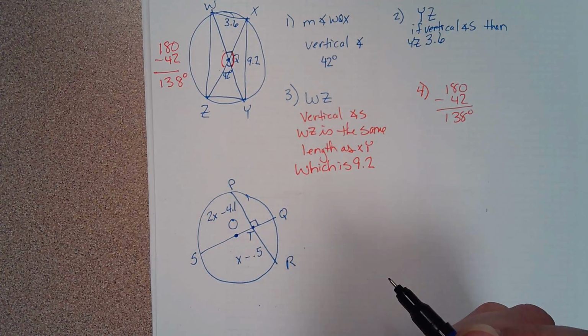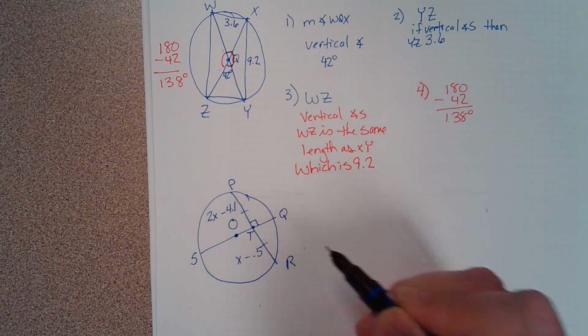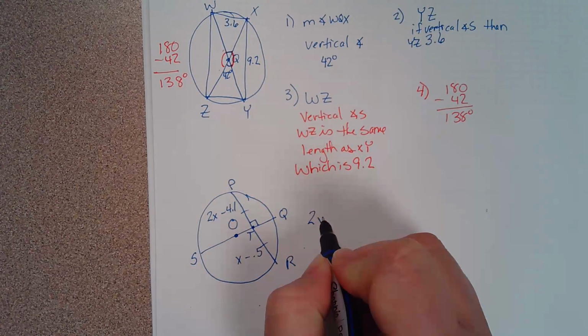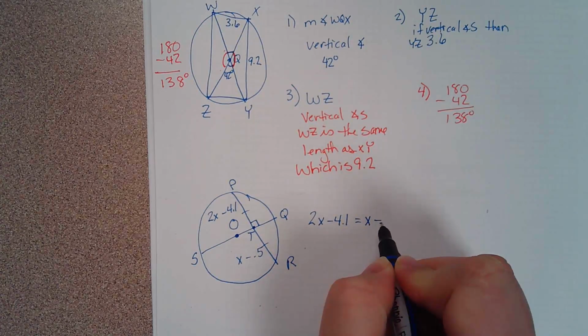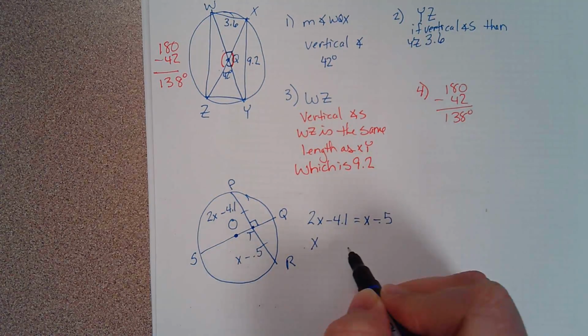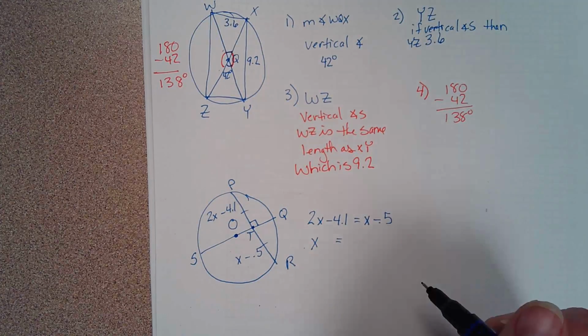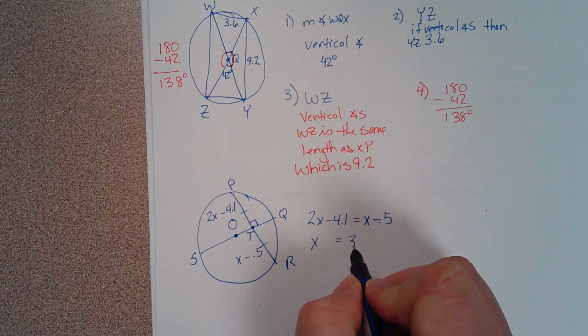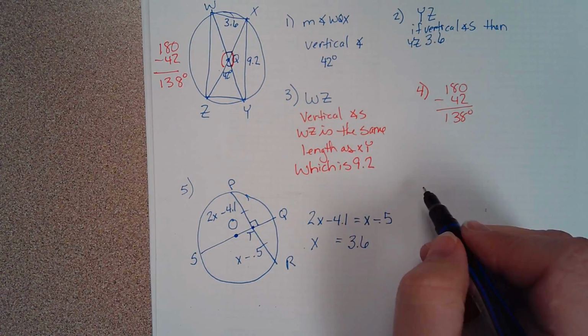Well, we know that if they are truly a perpendicular bisector, then these two are the same. So you're just going to set them equal to each other and solve. So I'm going to subtract x across, and it'll give me x. I'm going to add 4.1 across. When we do that, we're going to get 3.6. So x is 3.6. That's all it asked for, by the way. It didn't ask for what the measurement was. It just wanted to know what x was.